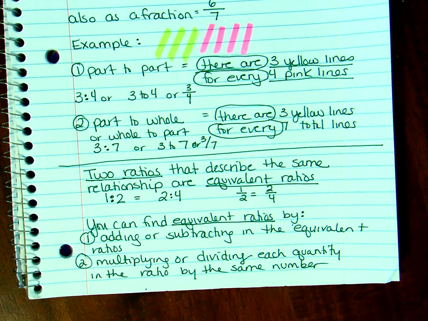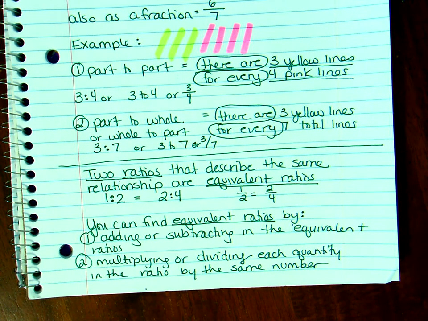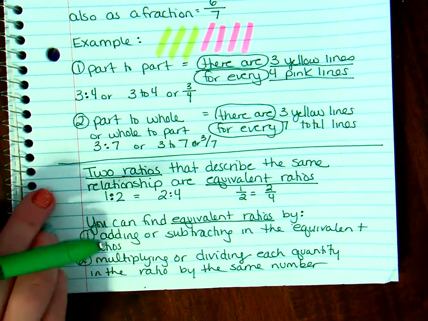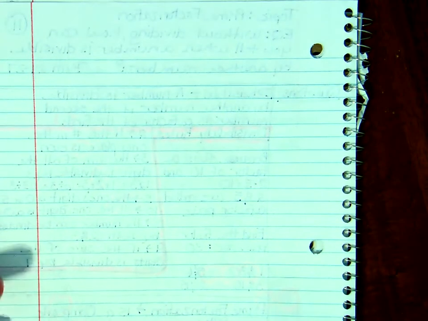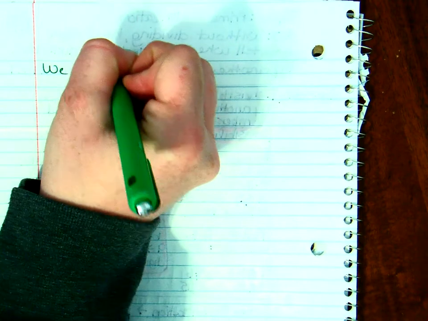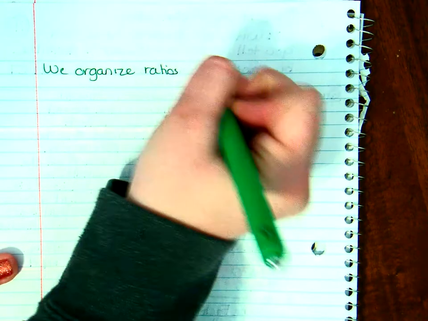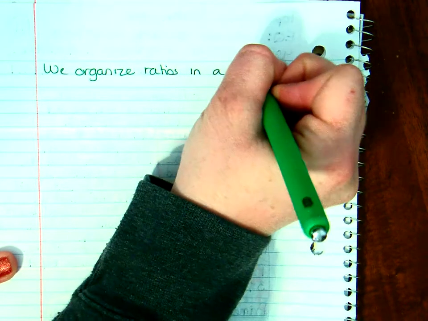Or you can multiply and divide by the same number. So in this case, I multiplied both the top and the bottom by 2. So 1 times 2 is 2. 2 times 2 is 4. To keep going, I would do 2 times 2 is 4. 4 times 2 is 8. And I could keep going. So we're going to show you how this is best organized in the table. To do that, I'm actually going to turn the page. Actually, I went backwards, to the previous page. And I'm going to create a table. So we organize ratios in a table.